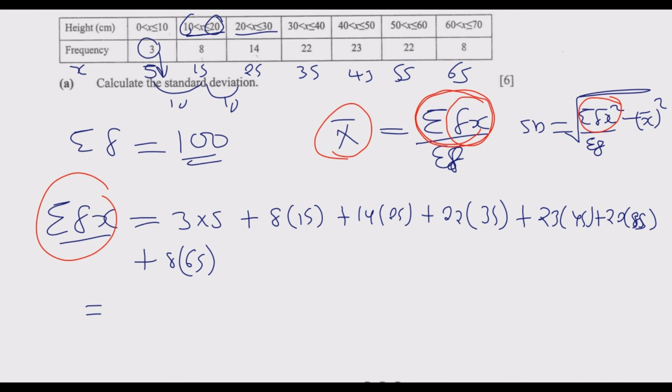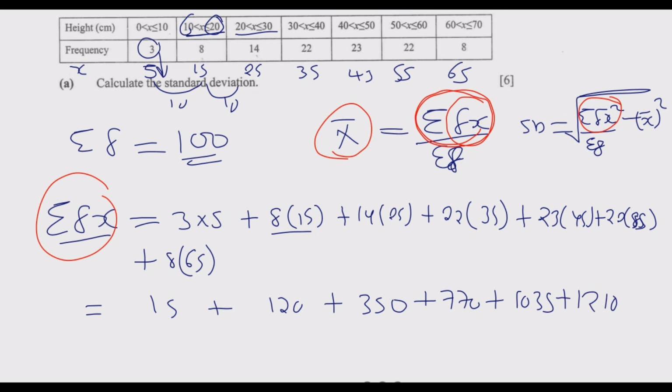So what we do now is basically 3 multiplied by 5, which is 15, then plus this one will give us 120, then plus the next one will give us 350, then 70, then plus 1035, then 1210, then plus 520. Then of course when we add these, we end up with 4020. This will be the value. So having found this value, we can easily find the mean, which is the first step.